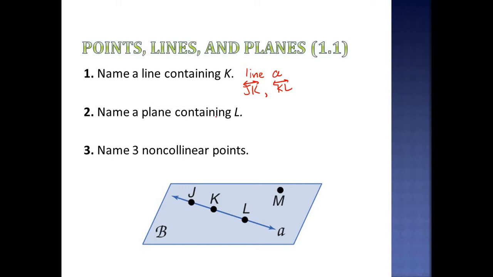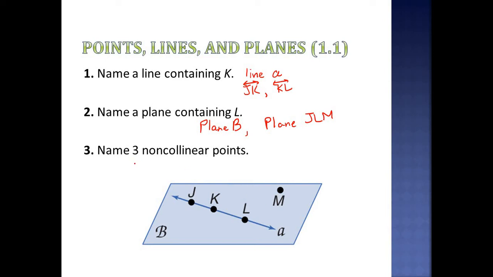Now let's name a plane containing L. L is a point here. We can name planes by 3 non-collinear points, or an uppercase script letter. So we can name this plane as being plane B, or we can name it using points. We want to contain L, right? So we could say plane JLM. JLM are 3 non-collinear points. They lie on the same plane.